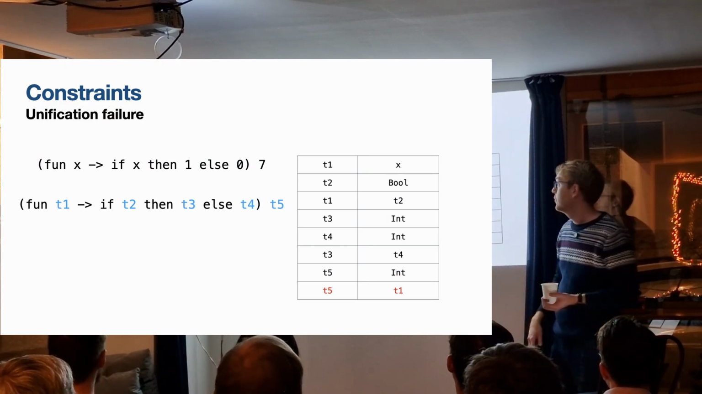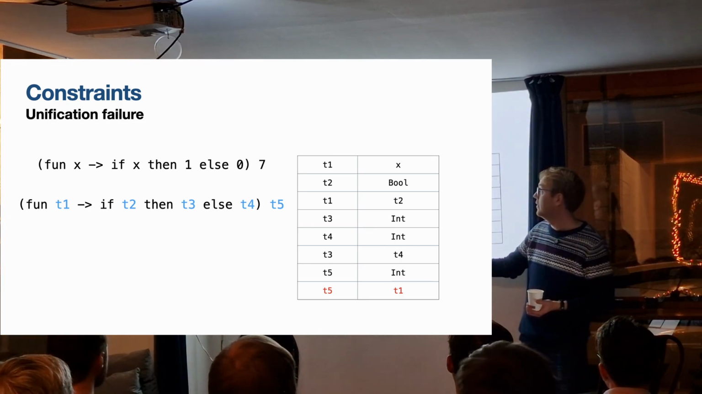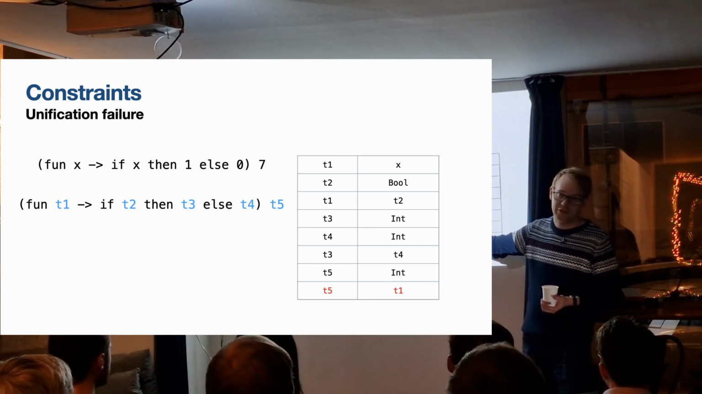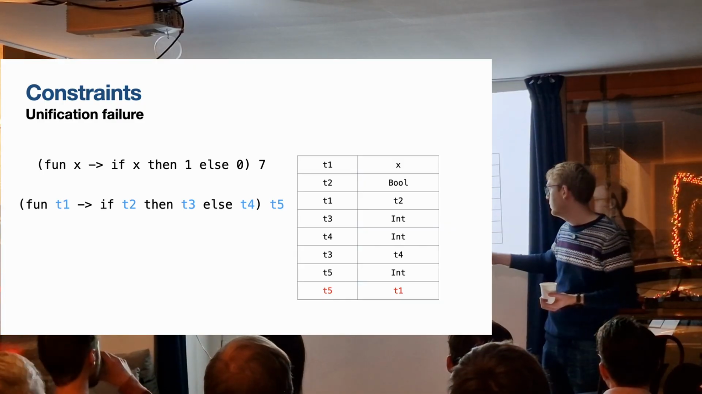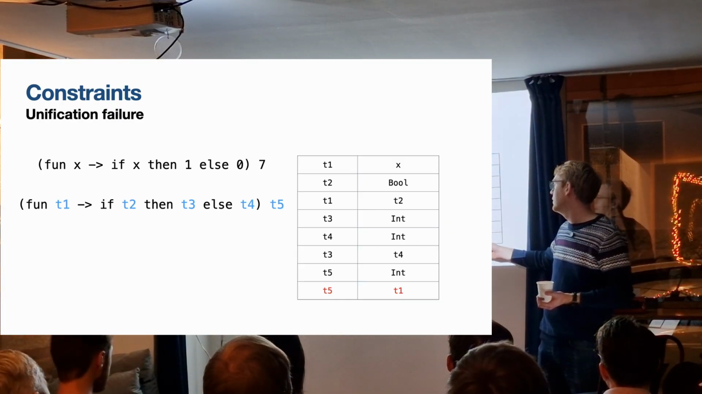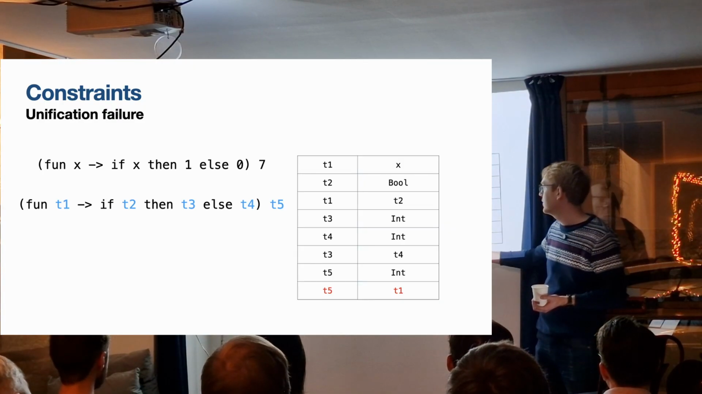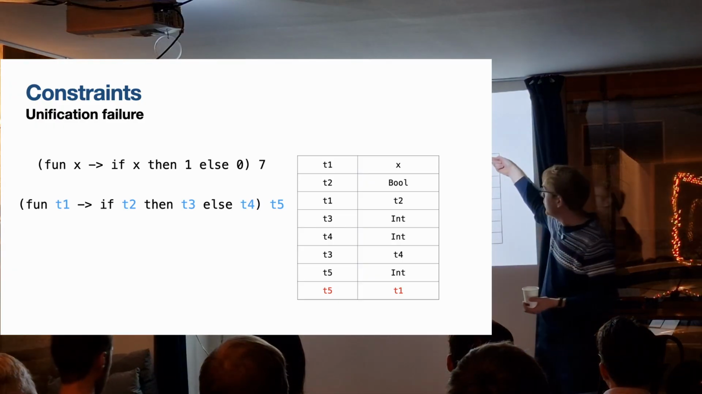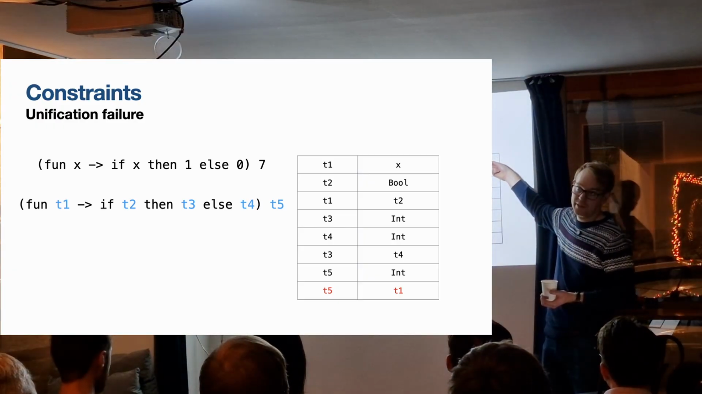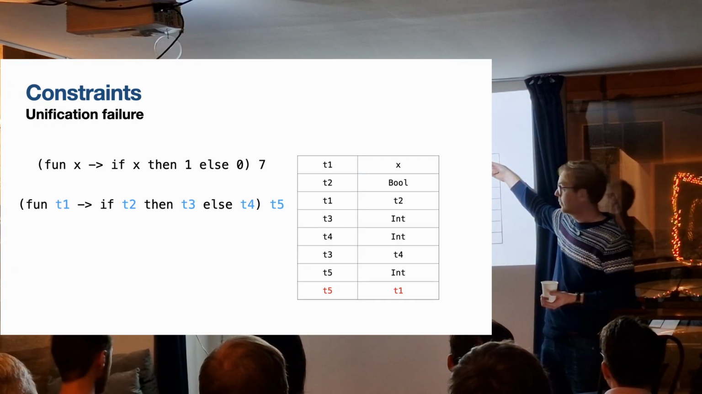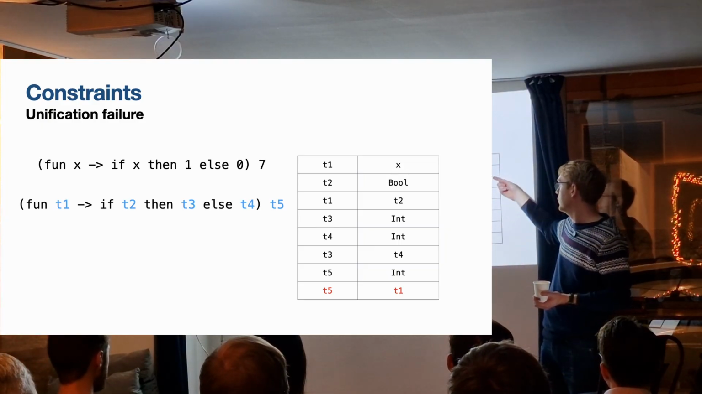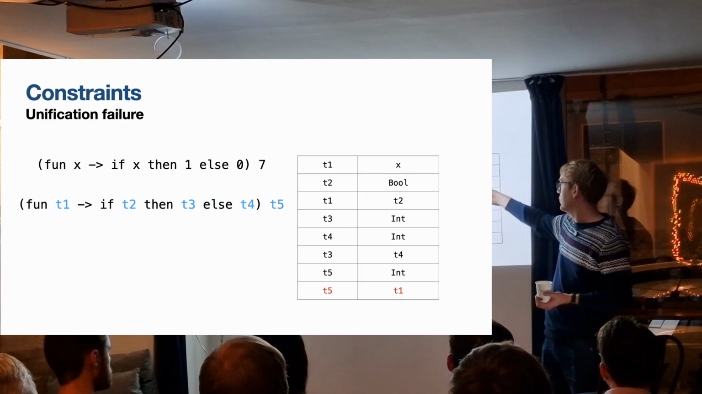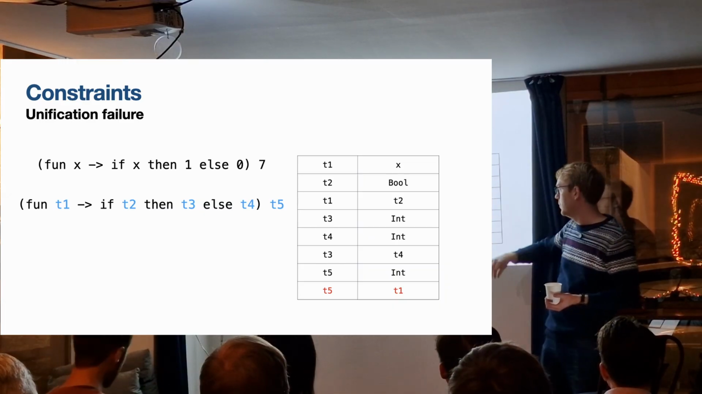Okay, so what happens, for example, if we try to feed a number into this function? We can keep resolving the constraints as before, but now we have an additional one. T1 was the variable, the input argument, and we unify that with bool due to this rule. So okay, X must be a bool.